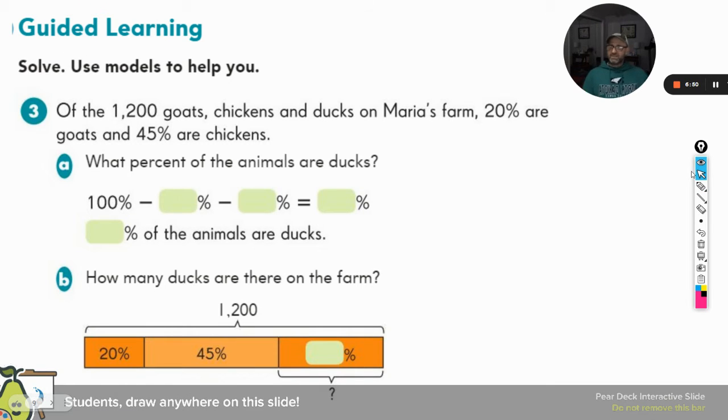Okay. So I'll use models to help you. Ooh, this place sounds fun. Oh, no, it doesn't. That's a lot of food to clean up. All right. Of the 1,200 goats, chickens, and ducks at Mom's farm, 20% are goats and 45% are chickens.